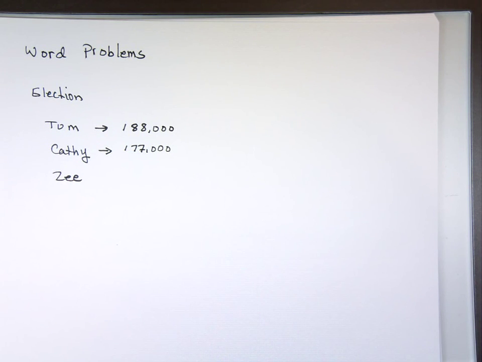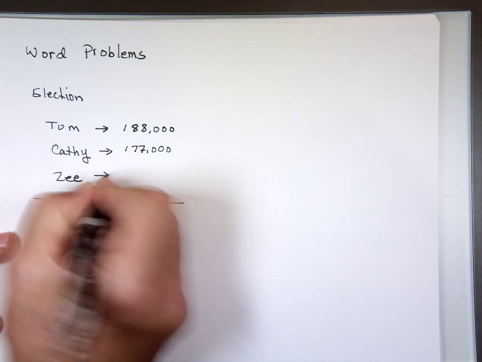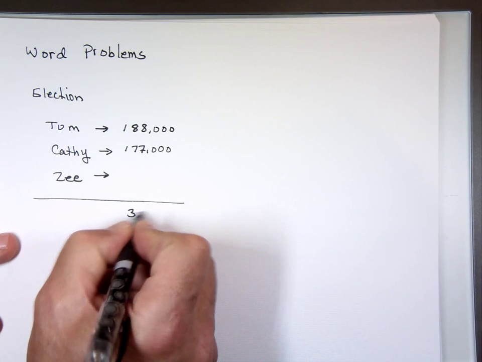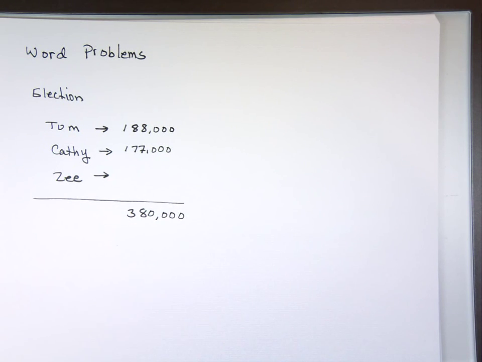But what I know, when we tally the result at the end, I don't have Z yet, but when I added all the people who voted, I know the sum is 380,000 votes. That's how many people voted. The question is, how many votes did Z get? How do we figure out what that number is?